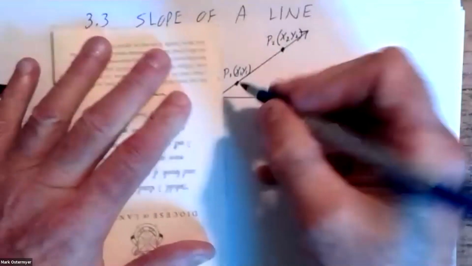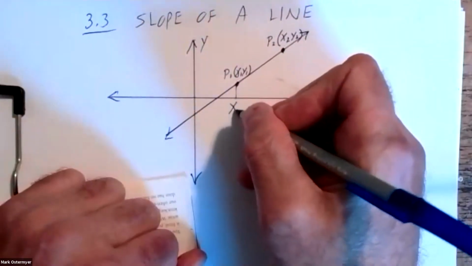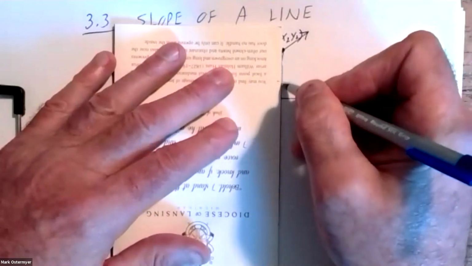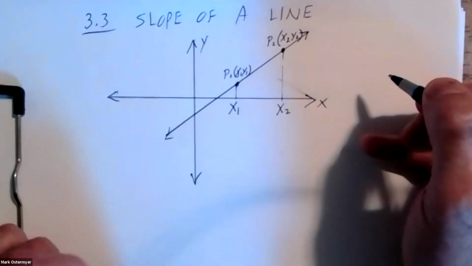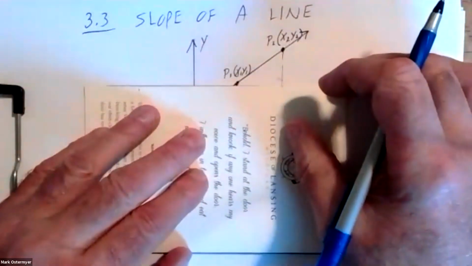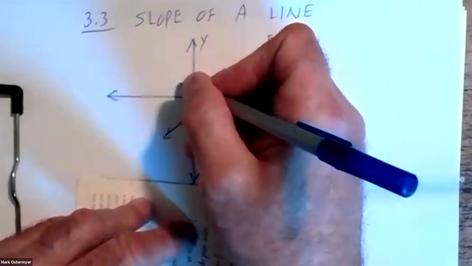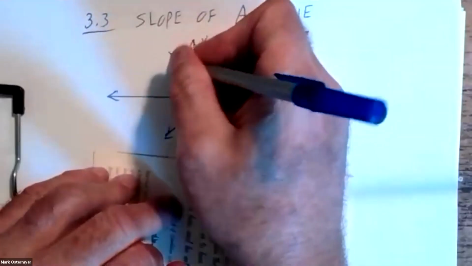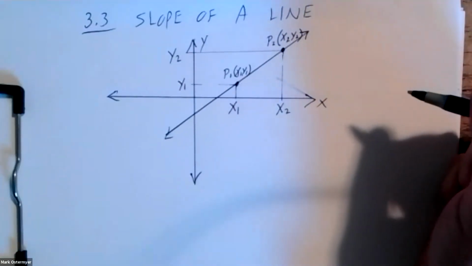Okay. If I vertically project this point down to the x-axis, it will hit the tick mark value of X1. If I vertically project this point down to the x-axis, it will strike the tick mark value of X2. If I take this point and project it horizontally back to the y-axis, it will strike the tick mark value of Y1. And if I project this point horizontally back to the y-axis, it will strike Y2. Do we understand this picture so far here, ladies and gentlemen?